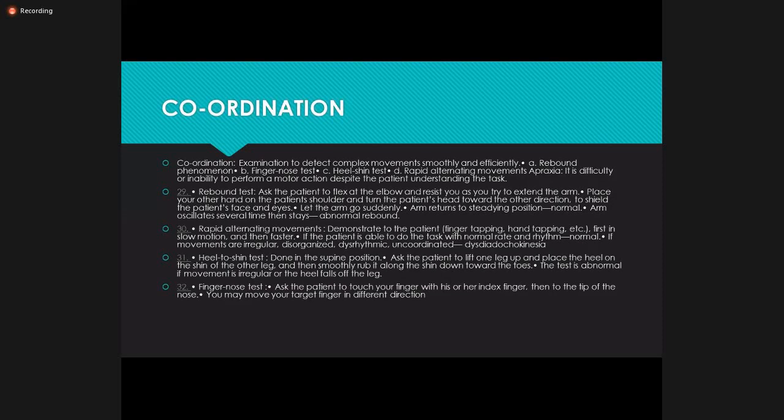Right, now the last part of the motor examination is coordination and gait. Now, coordination and gait are part of the cerebellar examination, but some of the examiners want you to do the coordination in the motor system examination as well. Has your class on the cerebellar examination been done, or does it still have to be done?